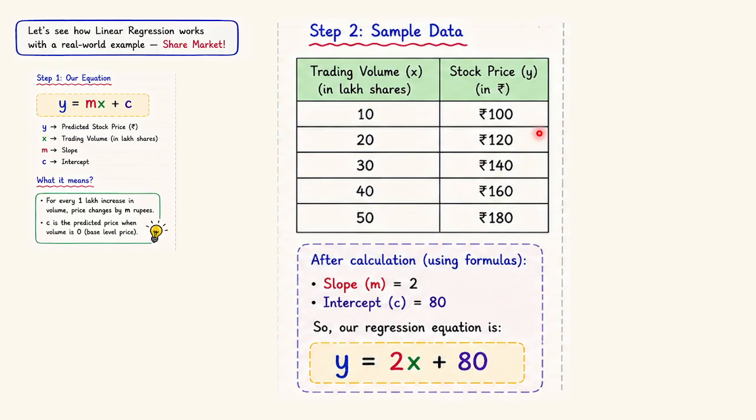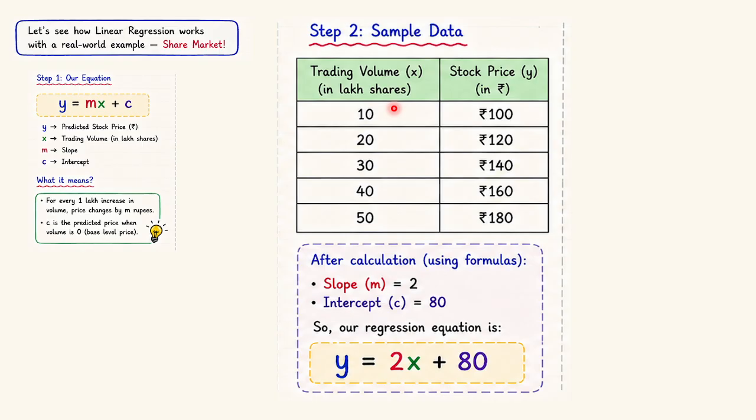And the change in x is 20 minus 10, which is 10. So m is equal to change in y divided by change in x. Keep in mind, m is equal to change in y divided by change in x. Therefore, m is equal to 20 divided by 10.